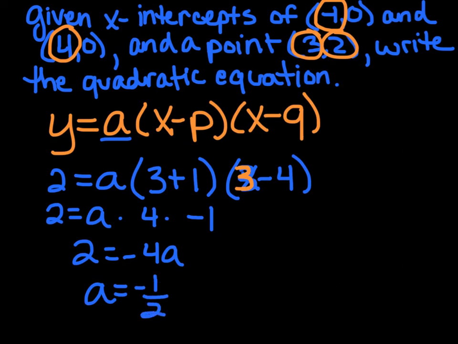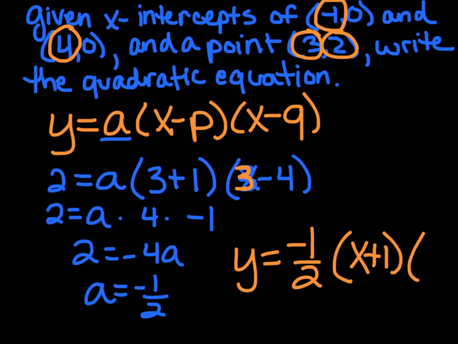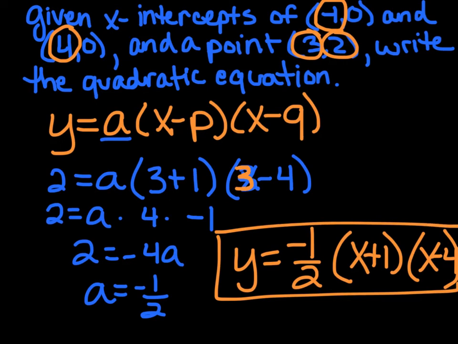You have to solve for a because there's always going to be something in front. Sometimes you're lucky and it's 1, like in the last problem, but sometimes it's not. So now we can write the equation y equals negative 1/2, and then x minus p would be x plus 1, and x minus q would be x minus 4. So you put x and y back in as variables with your a and your p and your q plugged in.